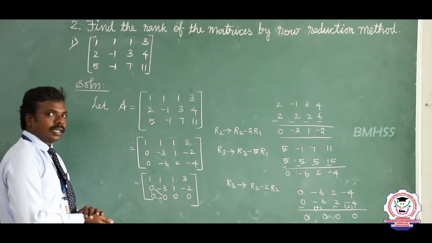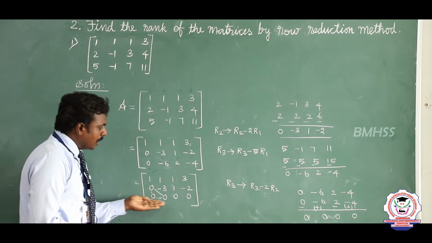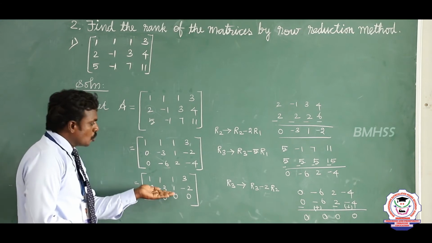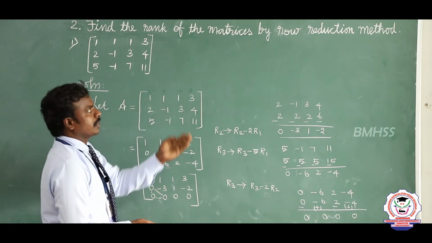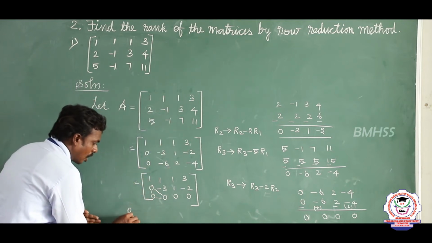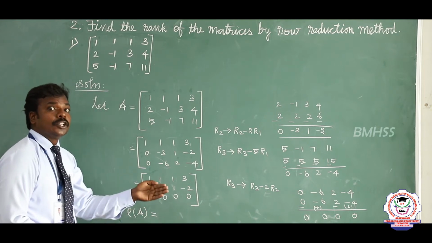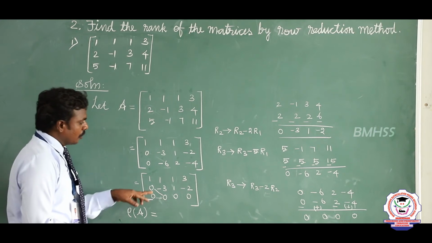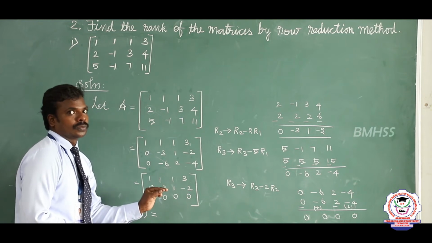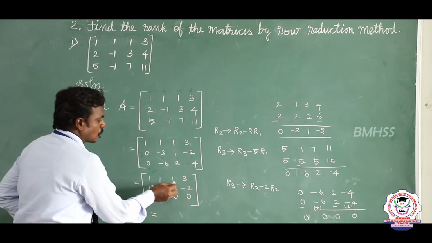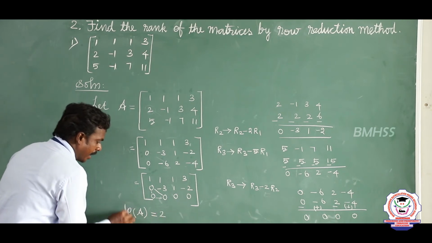After this, now you check how many non-zero rows are there. Completely one zero row is there, so 2 non-zero rows are there. So rank from the row reduction method means what? Rank of A equals the number of non-zero rows. If there is even only one non-zero element, that is a non-zero row. Do you understand? So the first row and the second row are non-zero rows. So that is the rank of the given matrix.